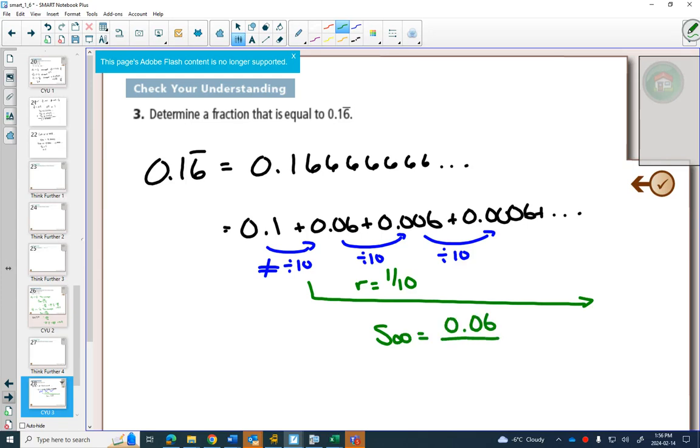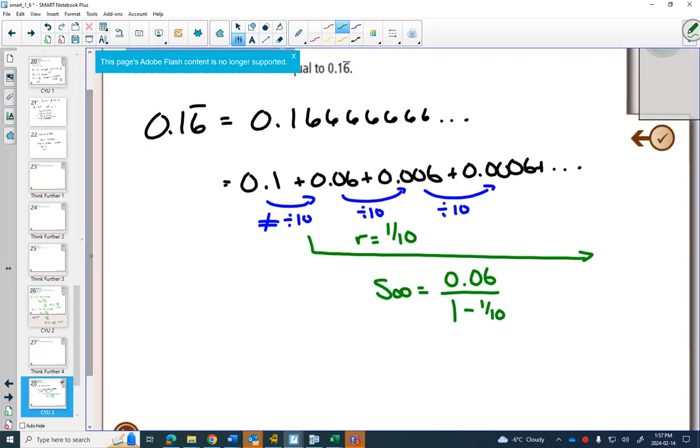0.06 over 1 minus 1/10. I'm going to change everything to fractions here, so my math becomes a little bit easier. That 6 is in the 100 spot, so I write that as 6 100ths. And 1 minus 1/10, that'd be 10 over 10 minus 1 over 10, is 9 over 10. I could multiply by the reciprocal.